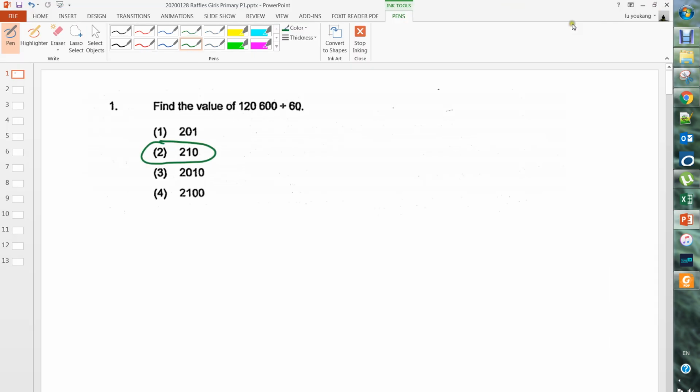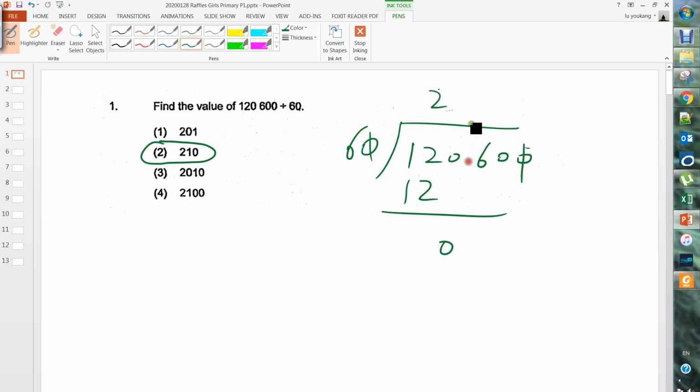So for this question, if you don't use a calculator, you should use the long division method. The first step is, of course, you cancel the 0 first, because they both have a 0. You cancel the 0 and then you just do the normal long division method. So that's why you get... Okay, so is it 2010? Let me double check again.